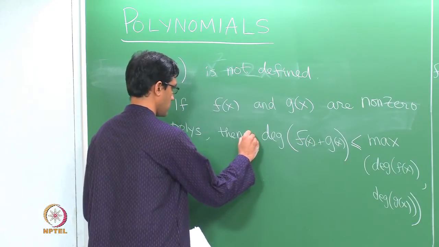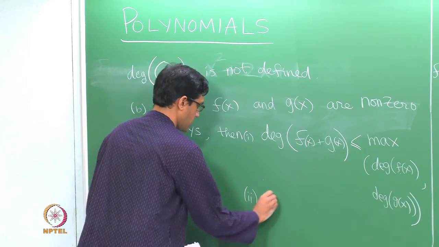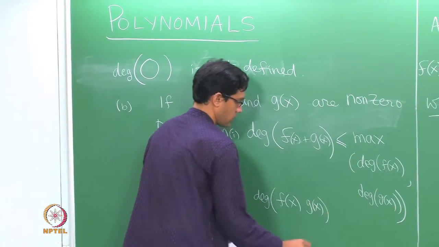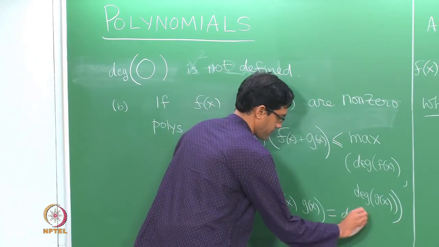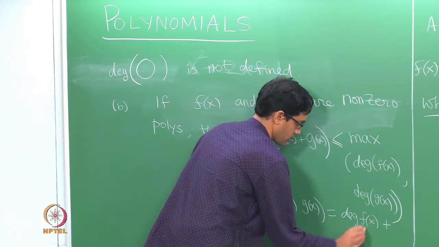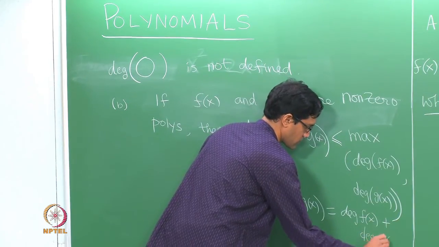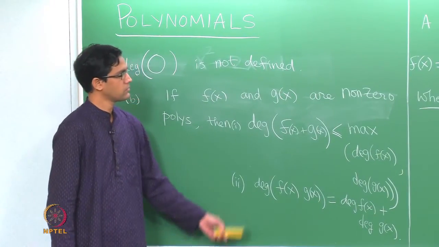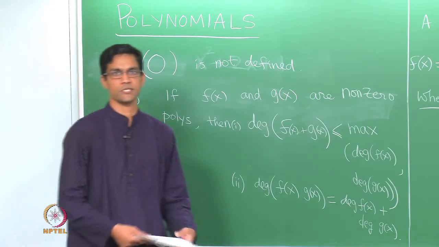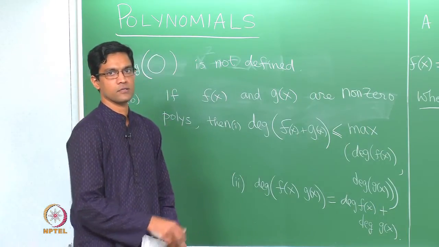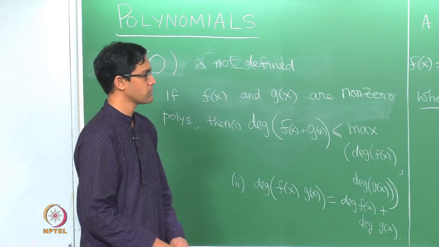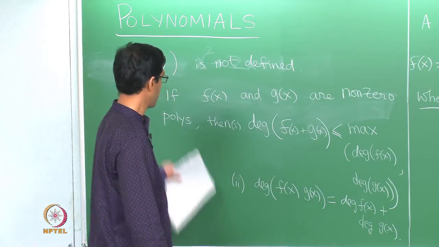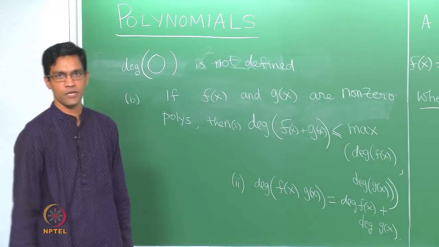This is property 1. Property 2 says the degree of the product f of x times g of x is exactly the sum of their degrees, degree of f of x plus degree of g of x. What have we done so far? We just defined what a polynomial is, an expression of that form. We have said what the coefficients mean, they are just the numbers in front. We have said what the degree means, it is the highest power of x which appears, and we have written down some simple properties of the degree.